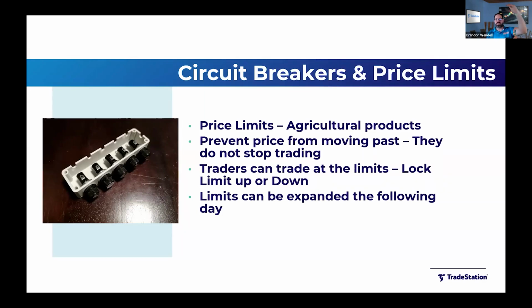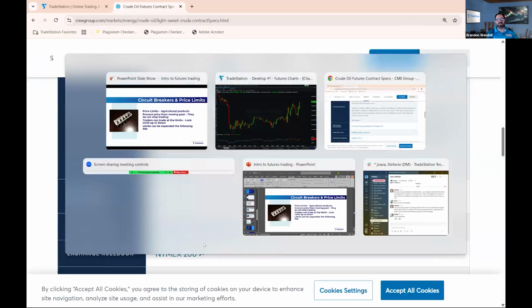Or if it goes too high, if there's too much buying going on, because eggs are not traded, but if you were trading eggs, there was a shortage in eggs and everybody started buying eggs and driving the price up, there'd be a limit that they can't go above. And you'd be able to buy or sell contracts, but you cannot go above that price. It would get locked at that limit up. And limits can get expanded the next day, but for that day, you could be locked until the market closes. So be aware.